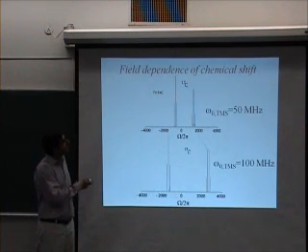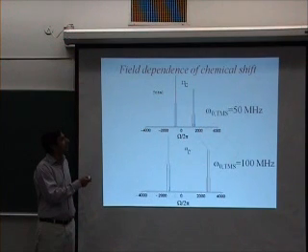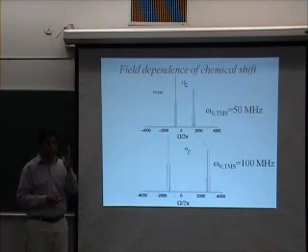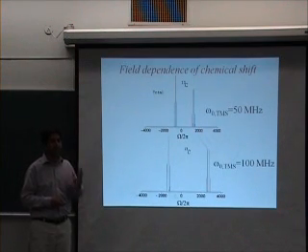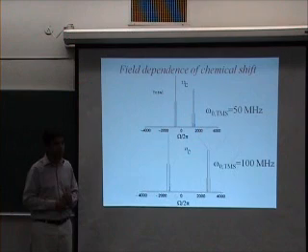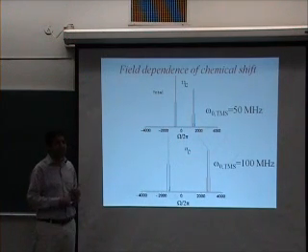Now this spectrum is taken at a Larmor frequency for TMS of 50 MHz. That is, if you put TMS in the spectrometer, it will resonate at a frequency of 50 MHz. So TMS is being used as a reference.